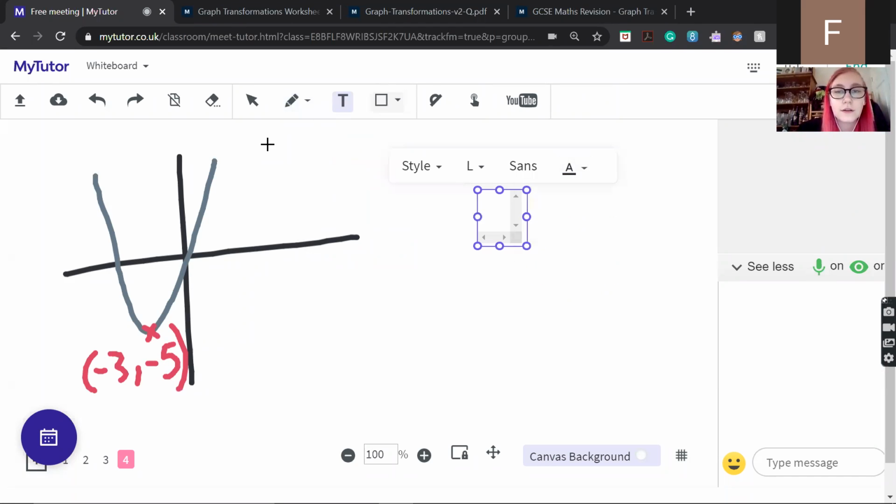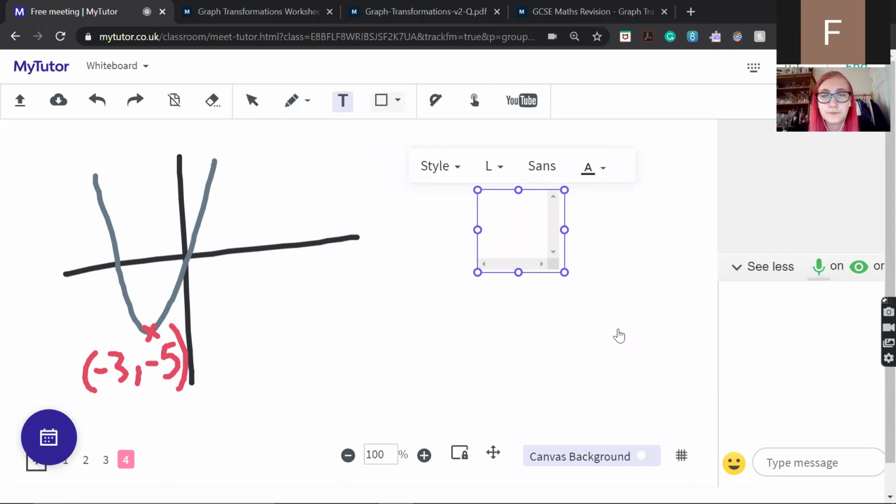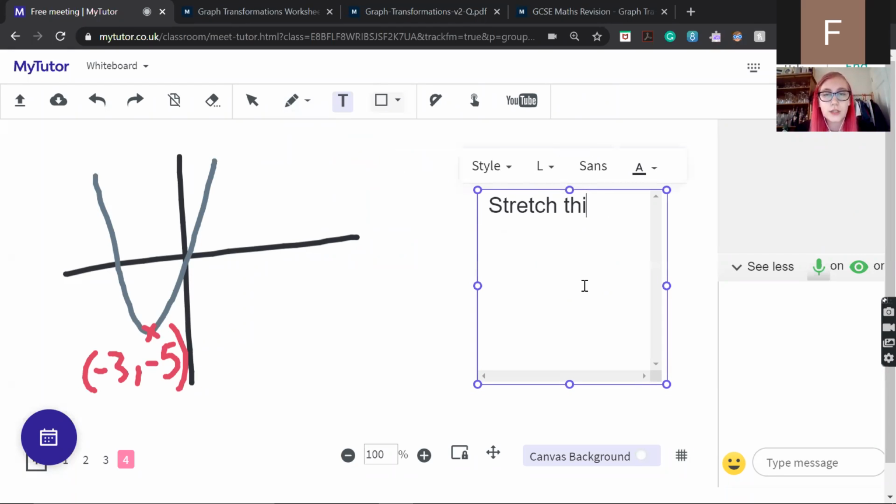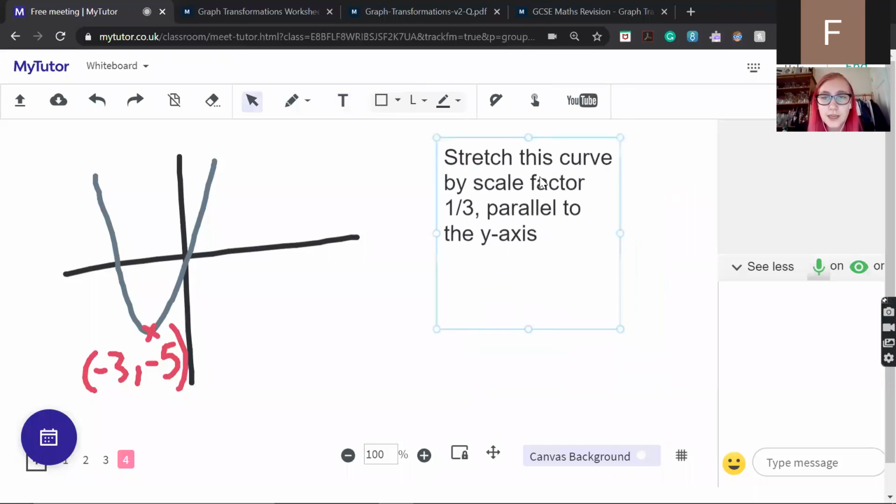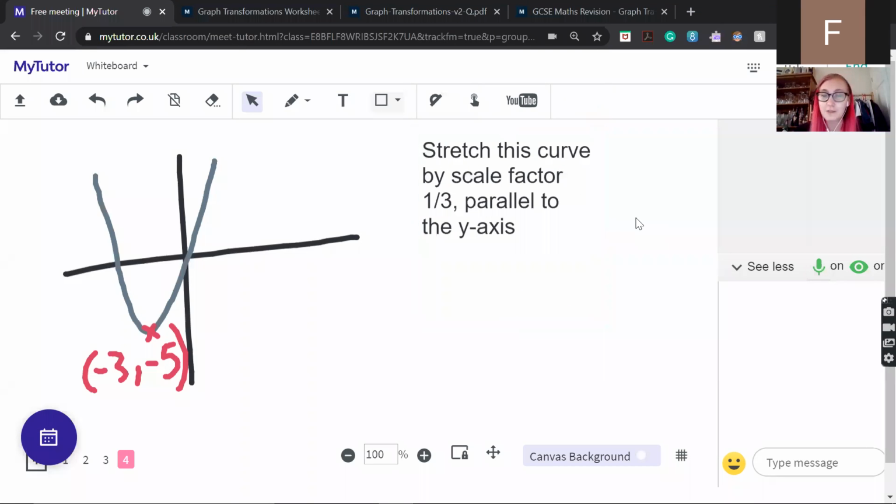And we want to stretch this curve by scale factor 1/3 parallel to the y-axis. I've worded it slightly differently just to get you used to both wordings. What this means is that it's going to be 1/3 of the height. Everything happens in a third of the space. Obviously these go up to infinity, so they still do, but they happen 3 times as slowly because everything's been compressed a little bit.